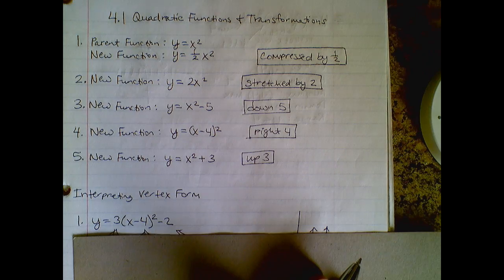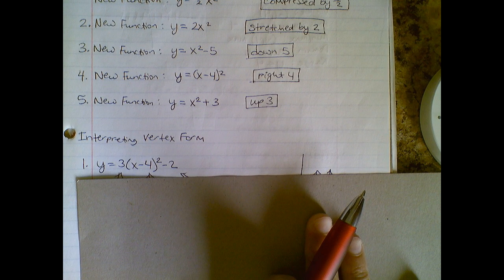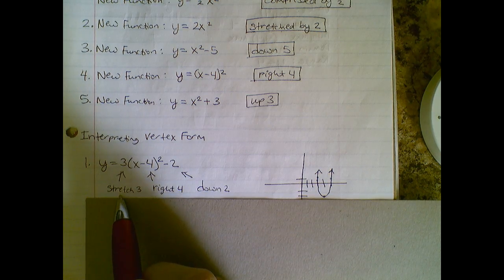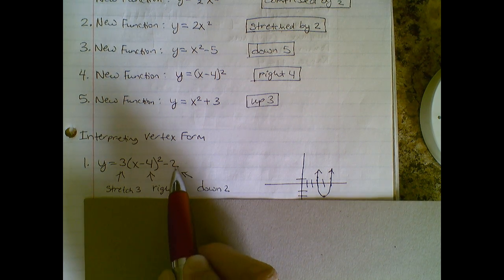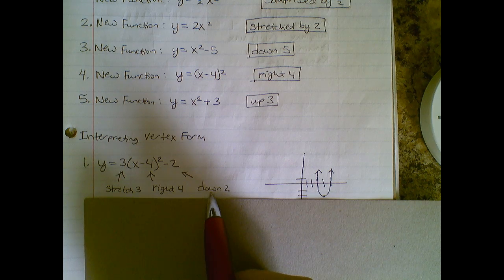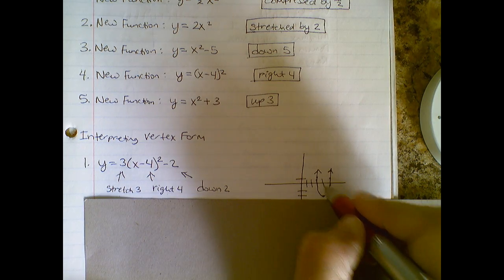Now, this next one has multiple transformations. This 3 means it's being stretched by a factor of 3. The 4 means it's moving to the right 4, and the 2 means it's moving down 2. So to graph this, I would go to the right 4, I'd go down 2, I would get that vertex.